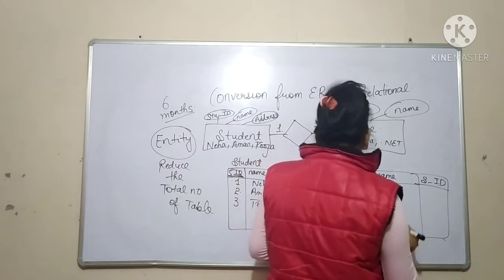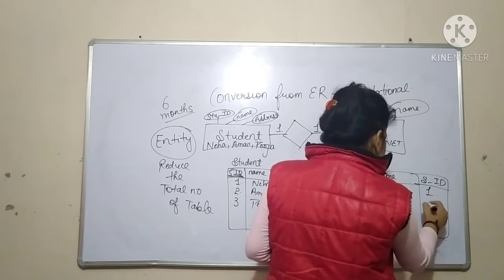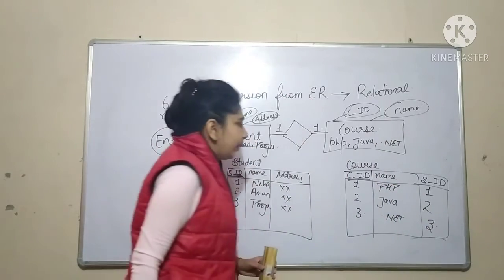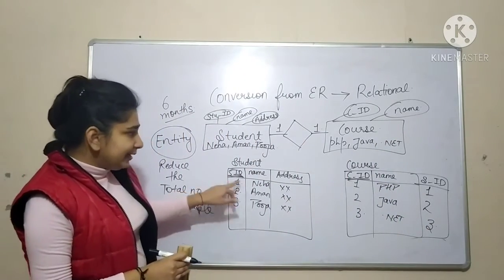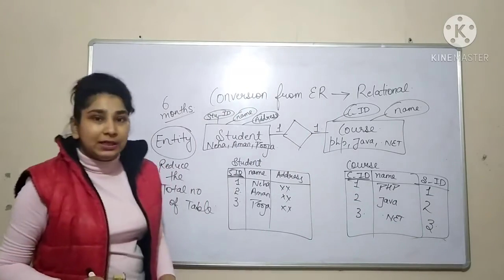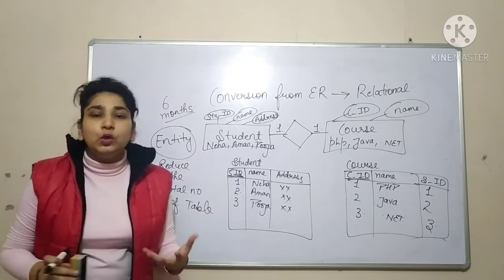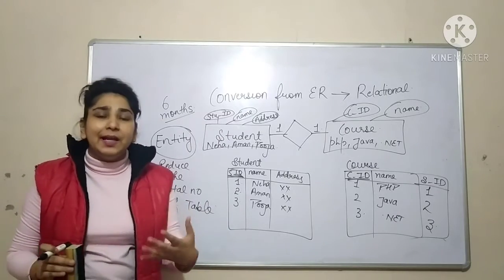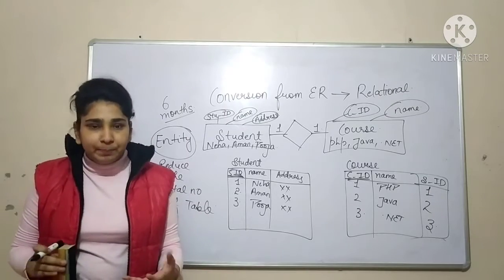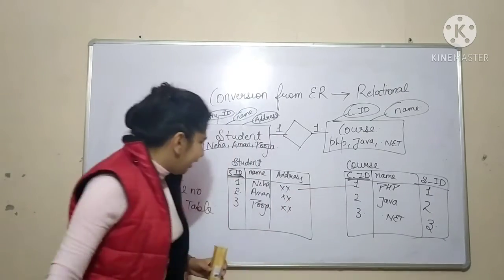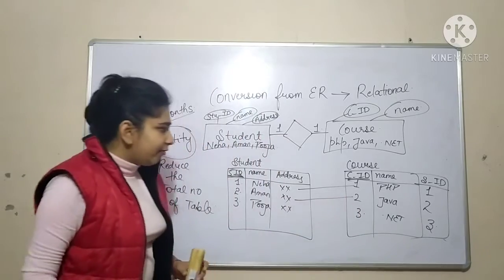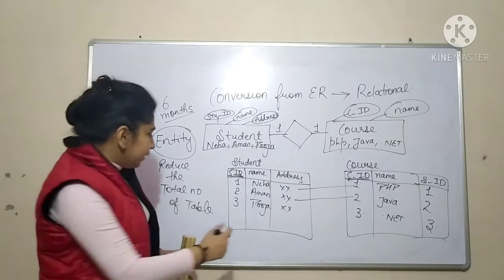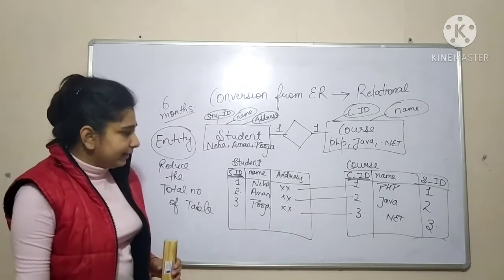So PHP is studied by Neha, Java is studied by Aman, and .NET is studied by Pooja. This way. Okay. So your student ID 1 is studying PHP. Now with the help of the common attribute, you can determine which student is studying what kind of course. So this Neha is studying PHP. This Aman is studying Java. With the help of this common attribute, you can get to know. Okay. So this Pooja is studying .NET.